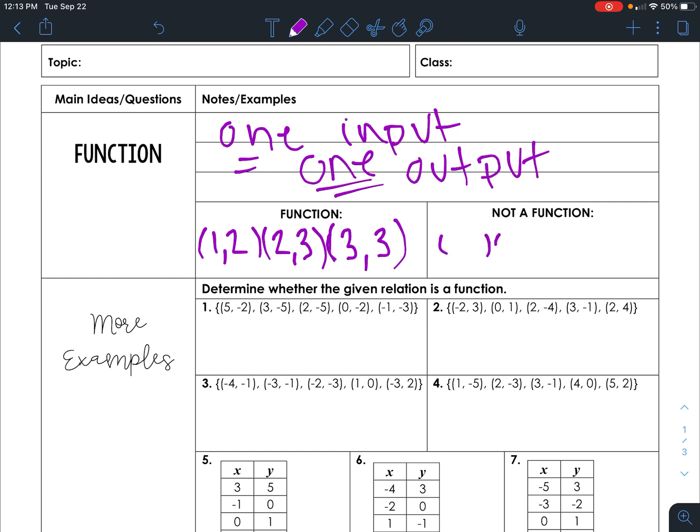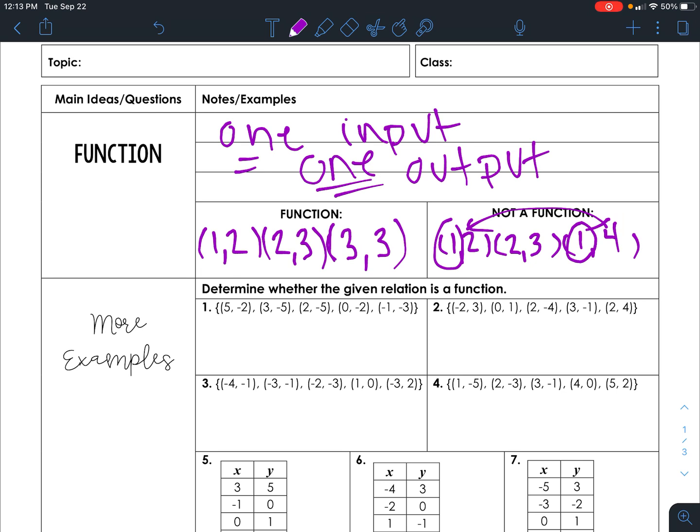Not a function. So if I were going to take these same values and make it not a function, right? I would do (1, 2), (2, 3). And then maybe I would go back and I would do (1, 4), right? So I have a repeating x and I have different values of y, so that's not a function.